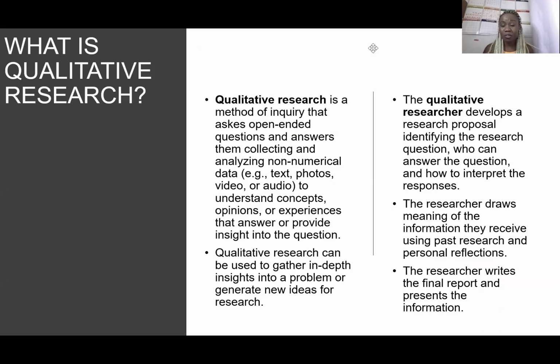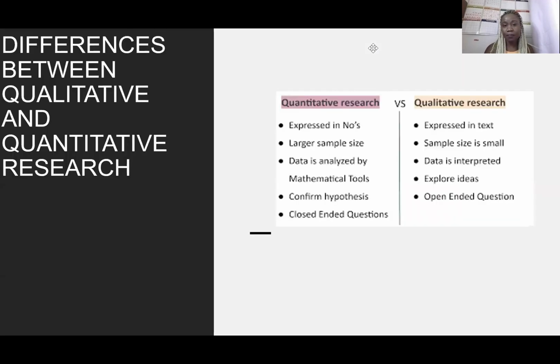So you develop the research question, you find out what needs to be answered and who needs to answer it, and then you use a lot of your past experiences, personal reflections, or past research to draw meaning from what you gain from your informants. So from people you interview and ask questions, and then you, as the researcher, write the final report and present that information. And that's what our second presentation will be about.